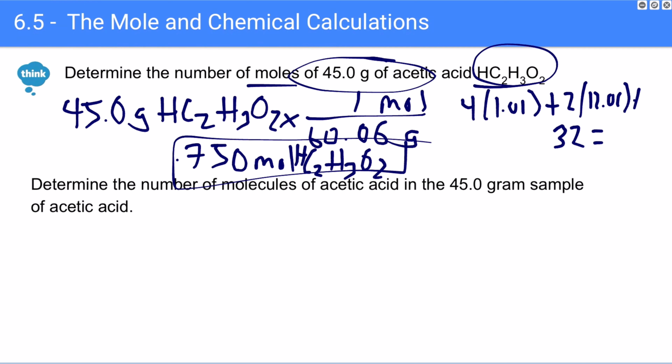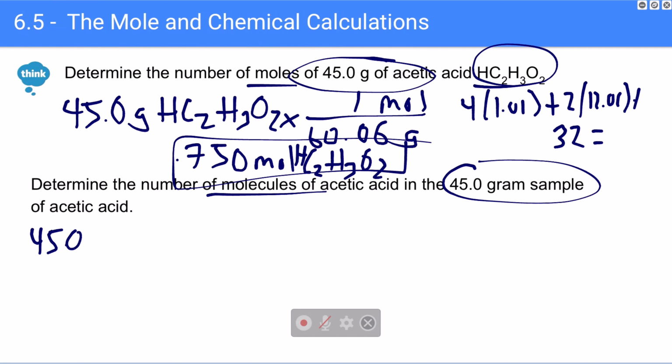The last question here says determine the number of molecules in the same sample. So we can start with moles if we want to because it is the same mole number from the previous equation, but I want us to get into the habit of making sure we know where we start and where we're going from when we do these longer style problems. So I'm going to start with 45.0 grams of acetic acid again.